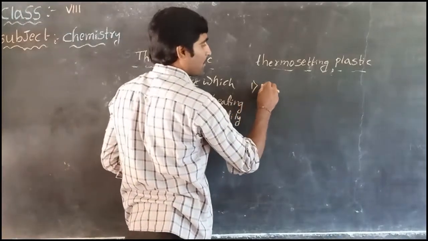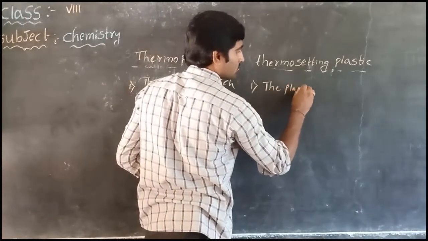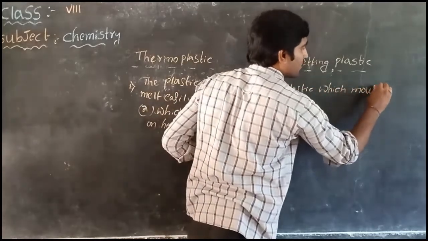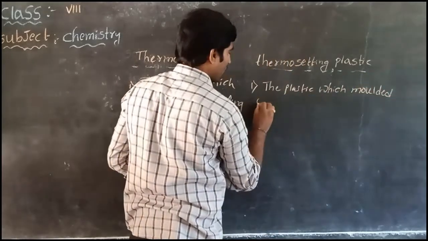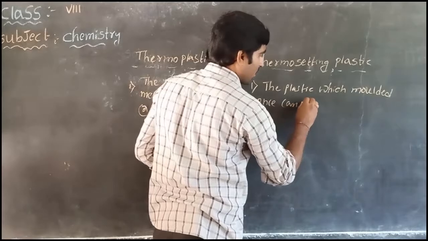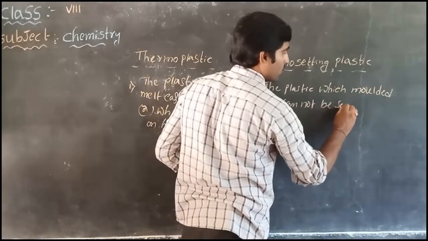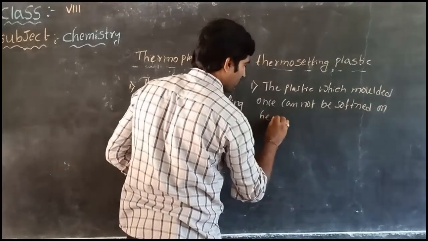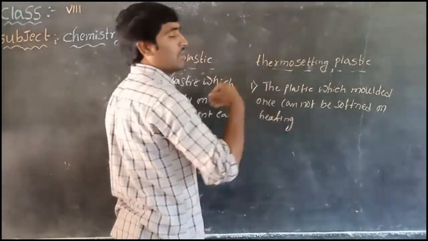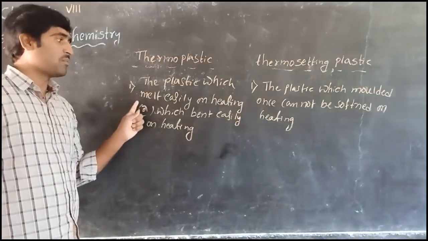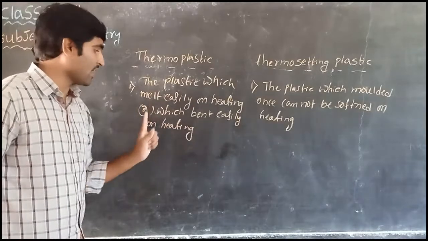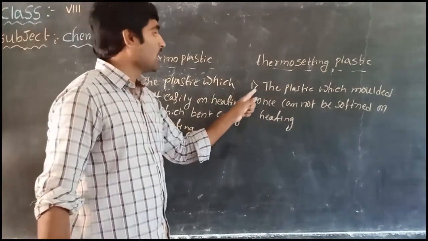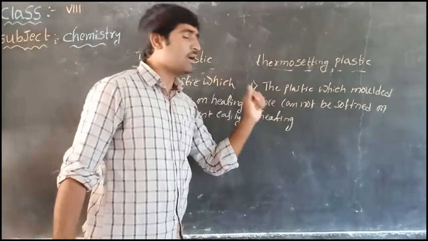Thermostatic plastic means the plastic which, molded once, cannot be softened on heating are called thermostatic plastic. The plastic which melts easily on heating or which bends easily on heating are called thermoplastic. The plastic which is molded once cannot be softened on heating are called thermostatic plastic.